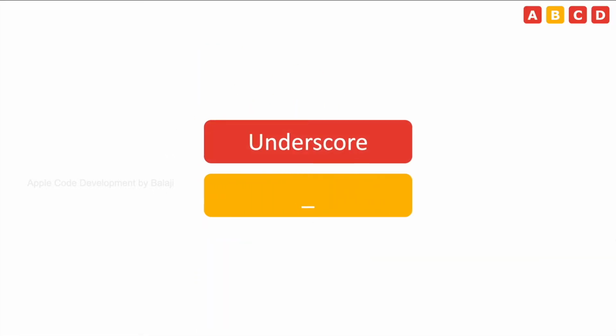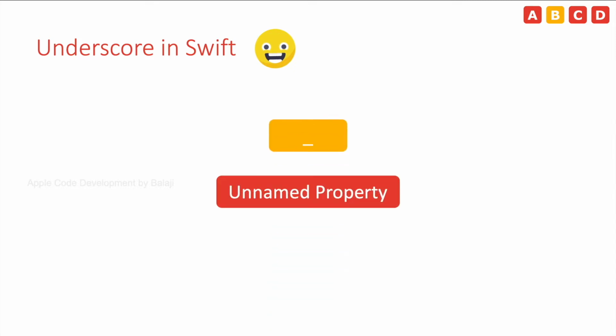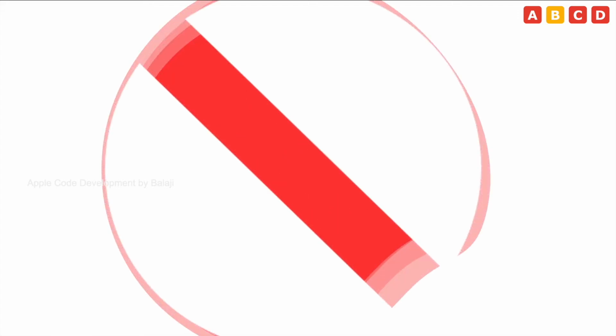In this video, we will see the underscore in Swift. I am so excited to share my knowledge about the underscore in Swift. In Swift, the underscore operator is used to represent the unnamed property. This means we won't use a property anywhere in our code. Then why do we need this unnamed property here?